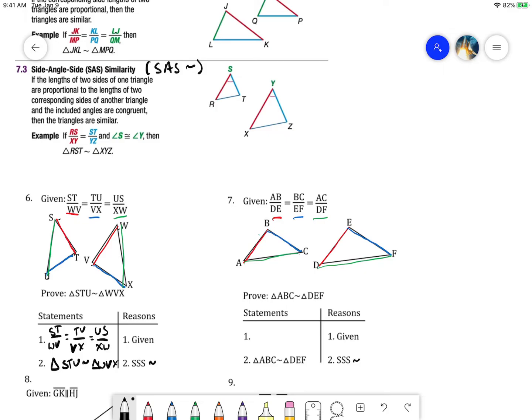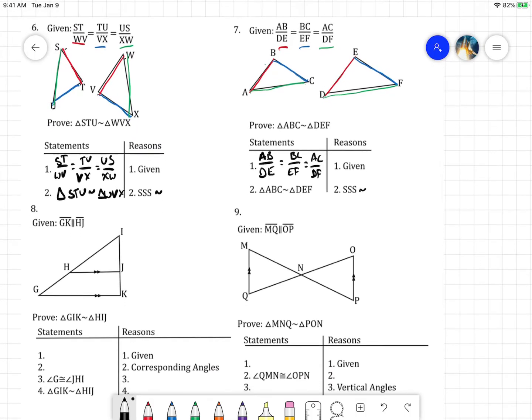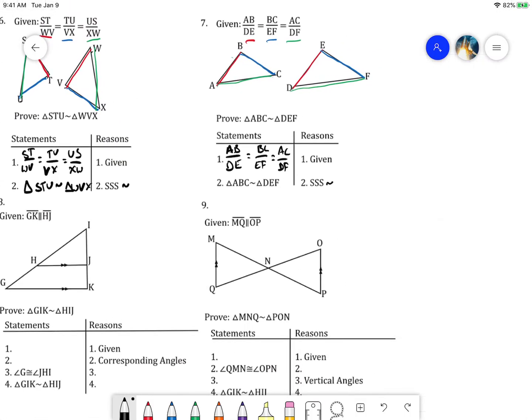What do we need? What's the first thing we need to do when we're writing a proof? Given. Okay. So we're missing AB over DE equal to BC over EF, which is equal to AC over DF. Okay? Pretty simple proofs. One-step proofs. We're going to take it a little bit further now. Okay?